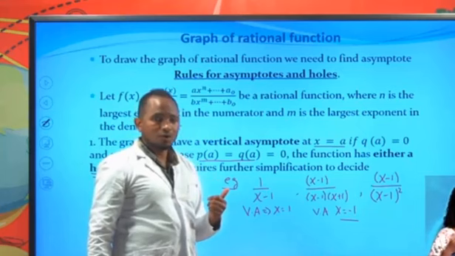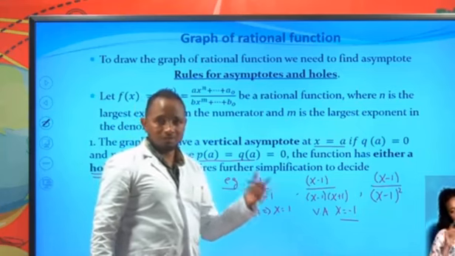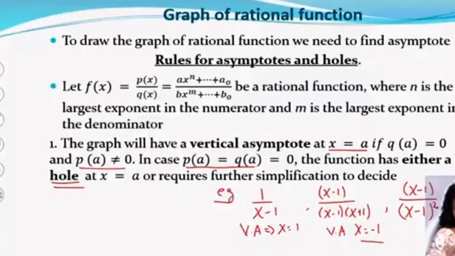If the degree of the numerator is 1 higher than the denominator, in that case you will have an oblique asymptote; otherwise it will not have one. It must be 1 higher than the denominator. In that case you have an oblique asymptote, and it is obtained by using long division. So let's see an example for this.